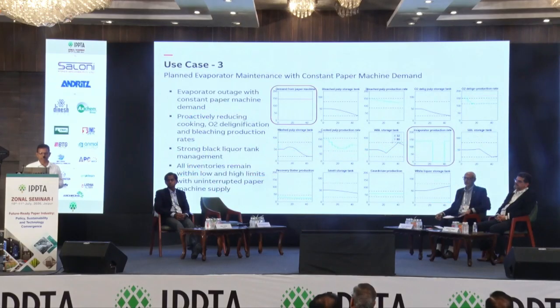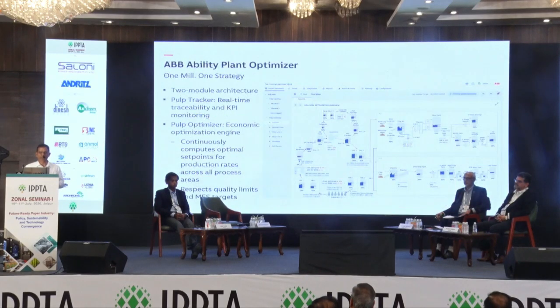So in the interest of time, I will skip use case 3, and with this, ABB has developed a solution called ABB Ability Plant Optimizer that has 2 modules. One is the pulp tracker that tracks the pulp movement, as the name implies, right from the digester up to the end of the reactor in the fiber line, along with the quality parameters.